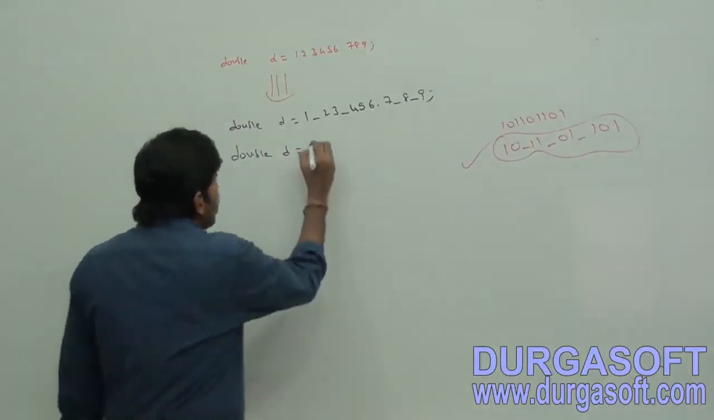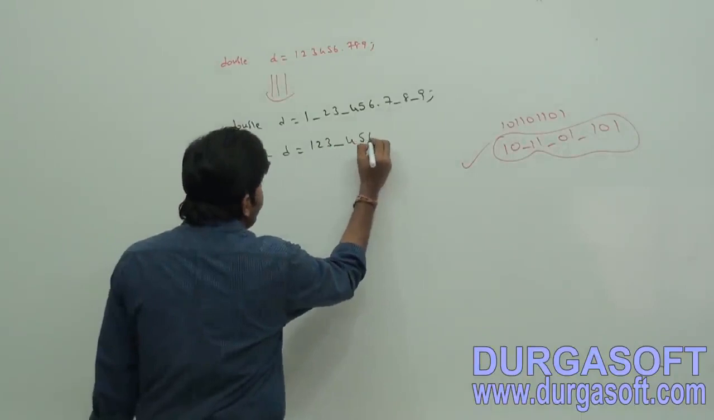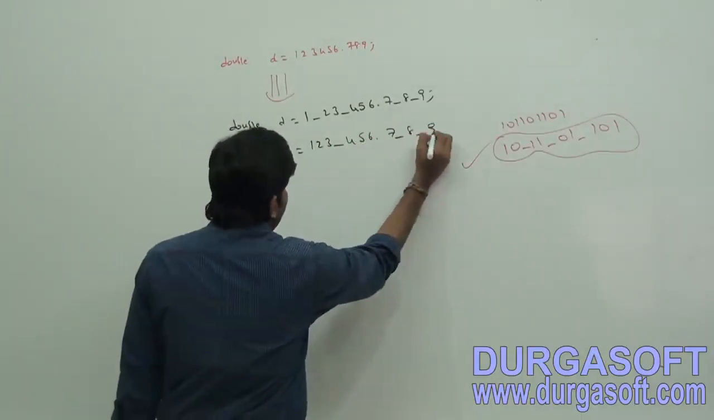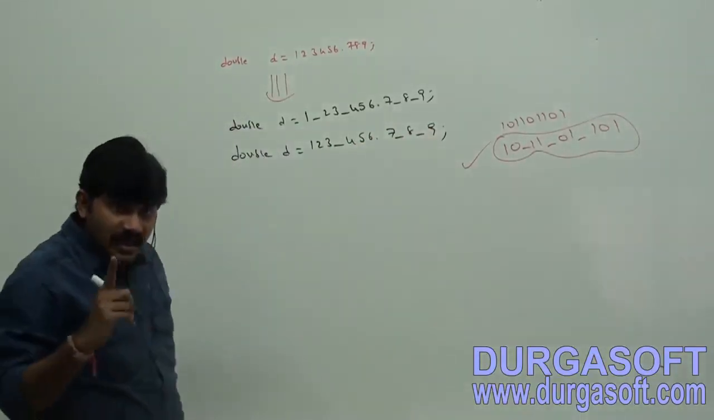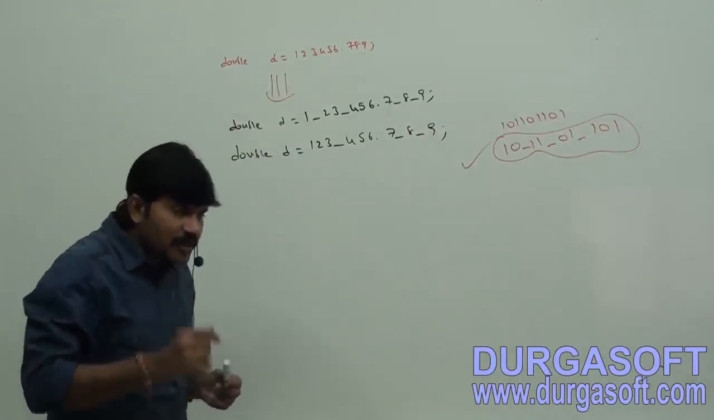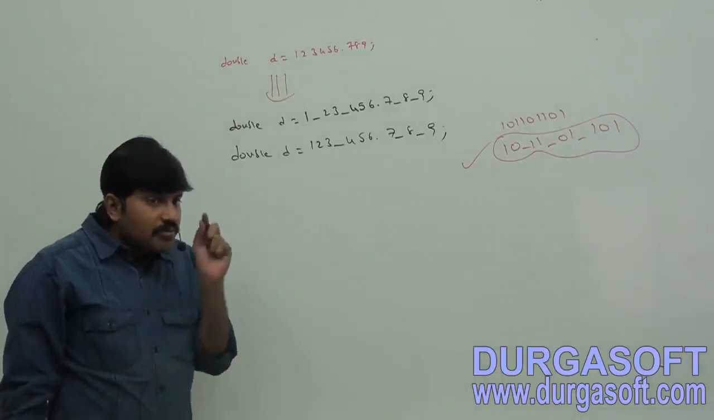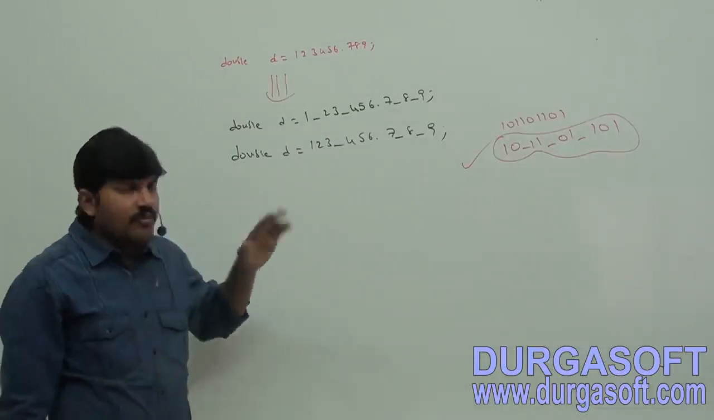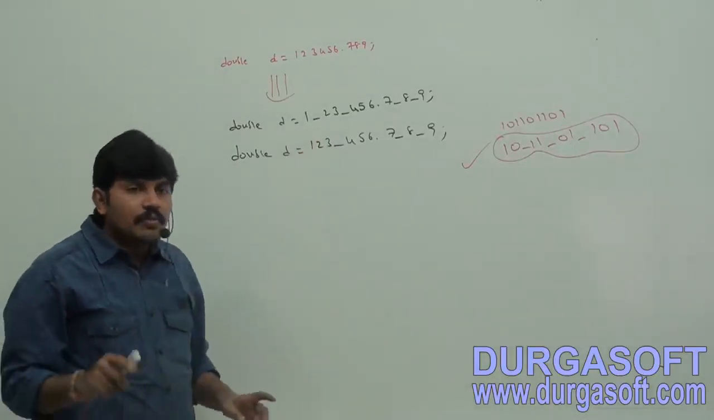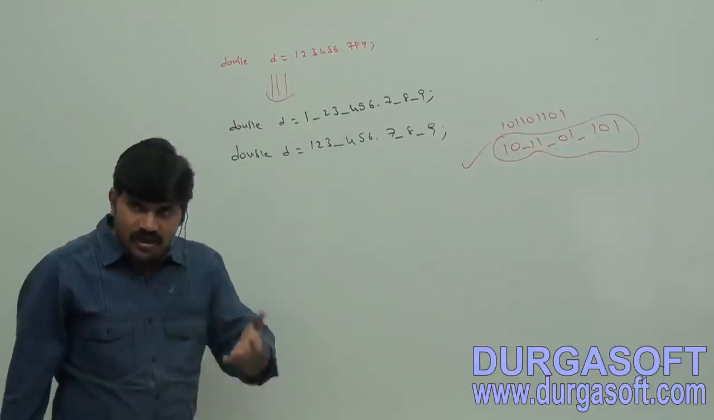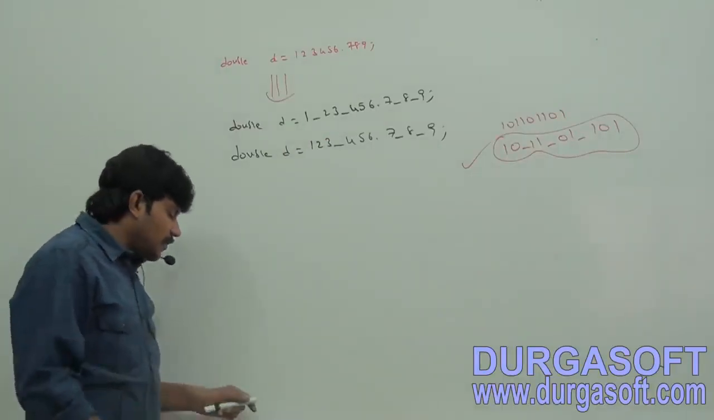123,456.789. Now they can write 123,456.789. So what is the second enhancement that came in the 1.7 version? Usage of underscore symbol between the digits of numeric literal. What is the main advantage of this one? Readability of the code is going to be improved. Clear, right?